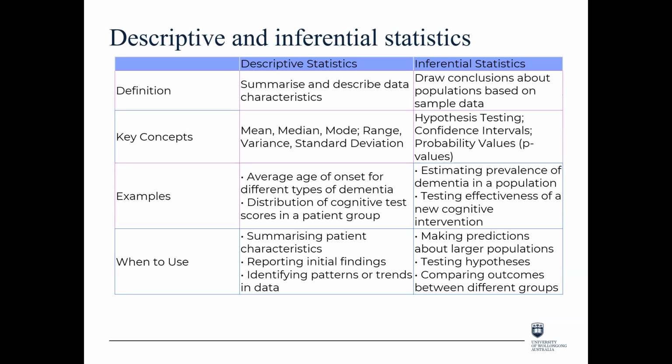So descriptive statistics summarize and describe the data. It's when you are reporting the mean, median, mode, the range, and standard deviation, so the sort of central tendencies of the data.